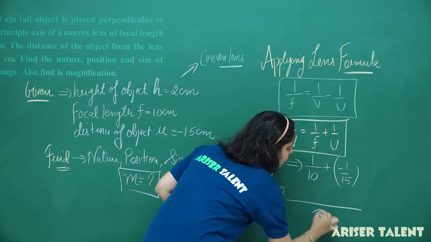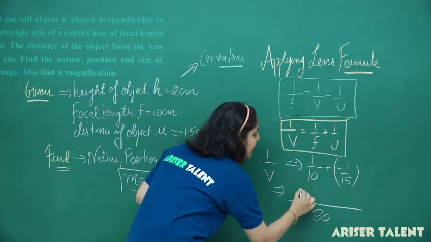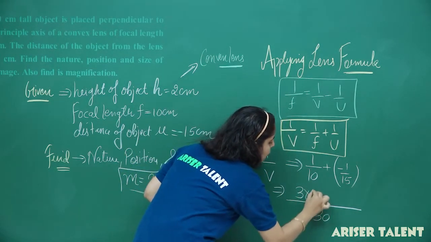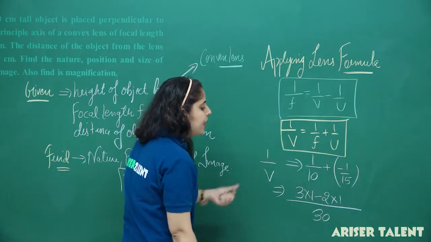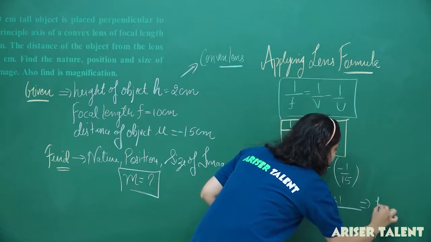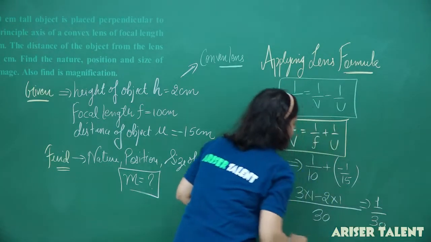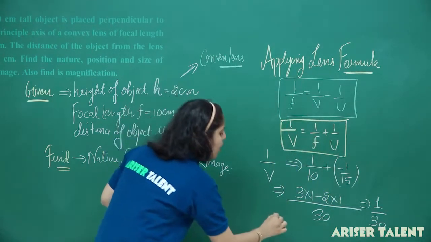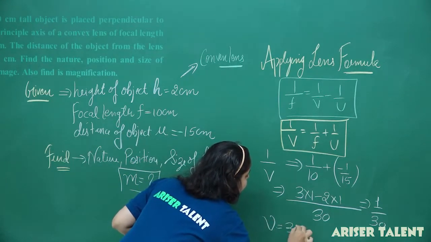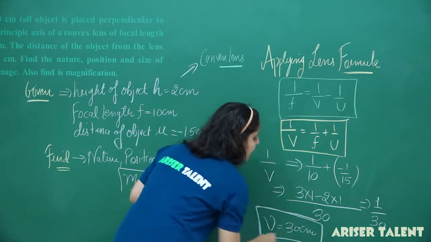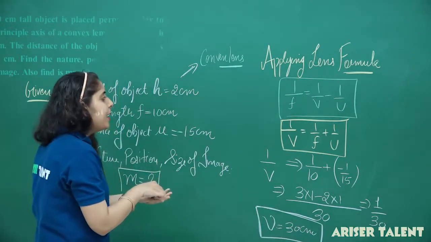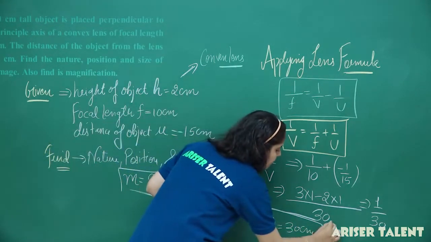Again give you the LCM 30. So what I am getting here? 3 into 1 minus 2 into 1. And what it came out to be? It came out to be 1 upon 30. So what will be the value of v from here? V will be 30 centimeter. So where the image will be formed? The image will be formed at 30 centimeter. So we have calculated v in the first part.